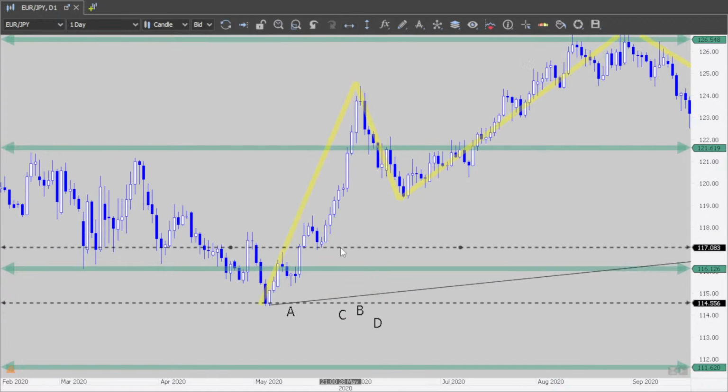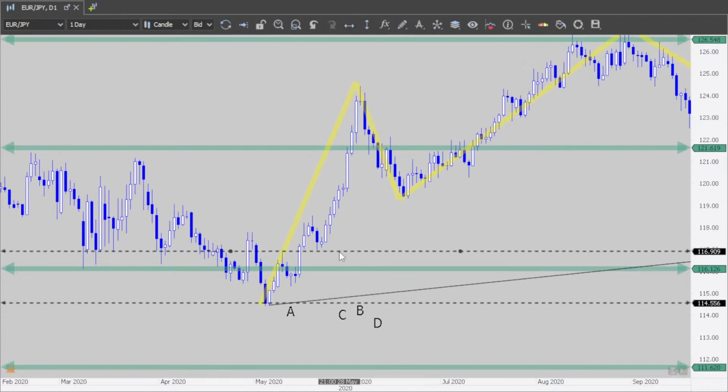Okay, in the meantime, everybody, think about a currency pair that is in a downtrend. Hello LS, how are you?